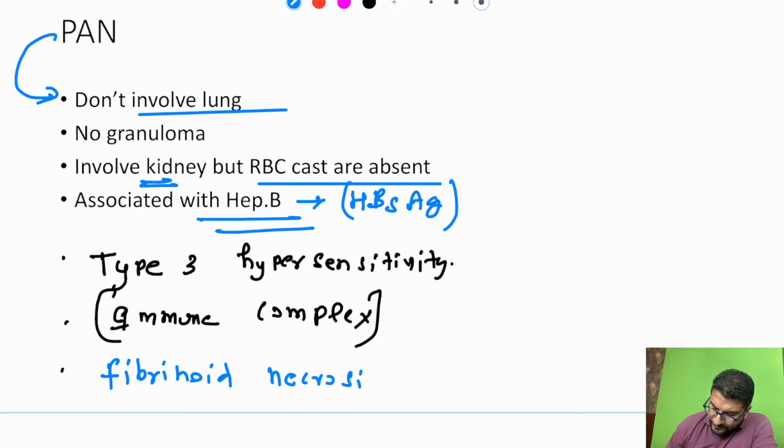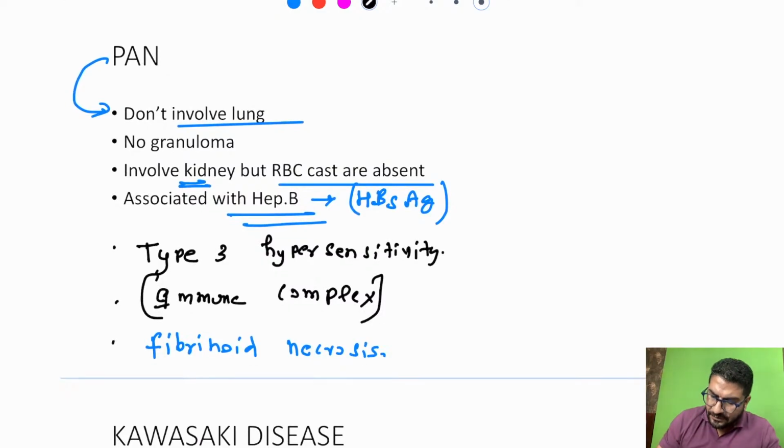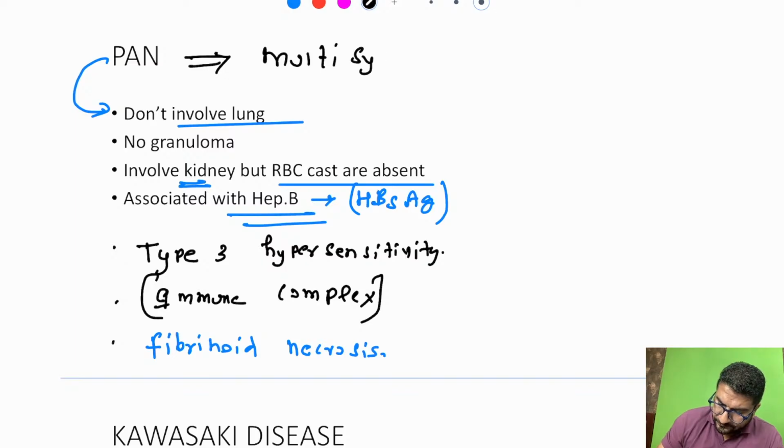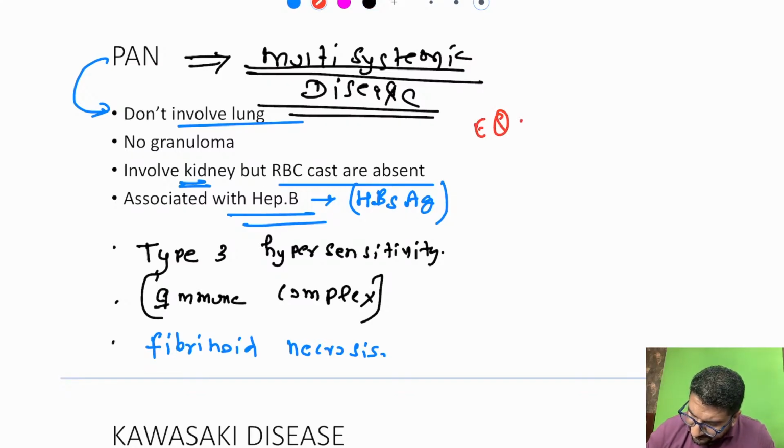A medicine question has not been asked in your exam, but if they ask, what will they ask? They will ask you PAN is a multisystemic disease. Multisystemic means it will affect arteries of multiple organs. So now what will they ask you? They will ask you what is the cause of death. So this is my expected question.